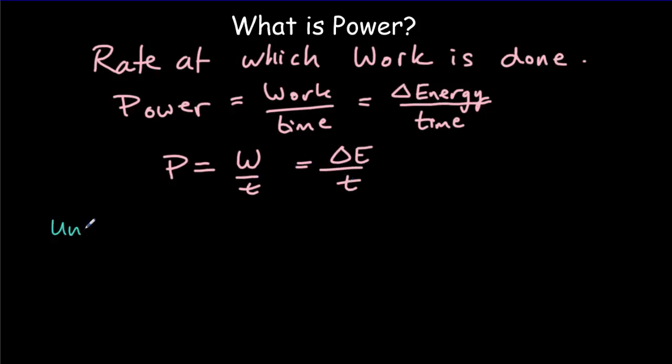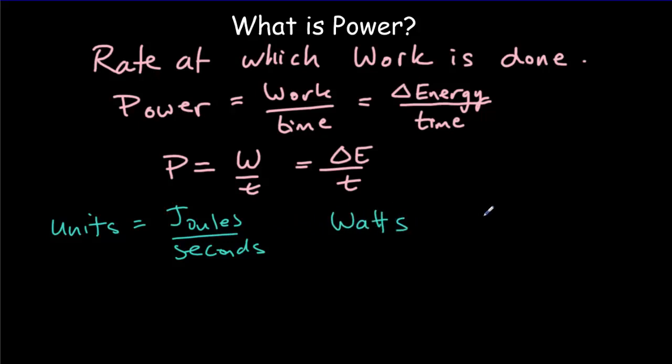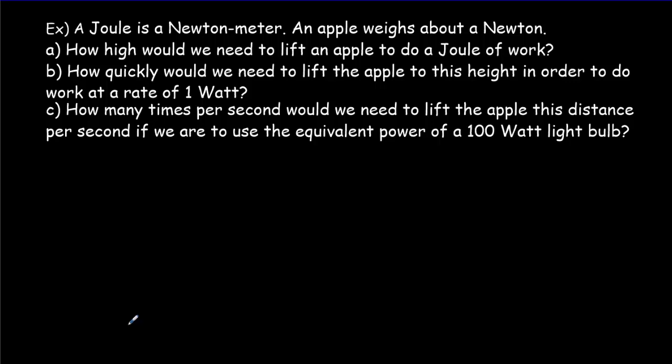And the units, well, it's going to be energy units, which is joules, divided by time units, which is seconds. And we have a special name for a joule per second. It's named after James Watt. It's called the watt. And we'll use a capital W to represent the watt. So let's try to get a sense for how big a watt, a joule per second, is.